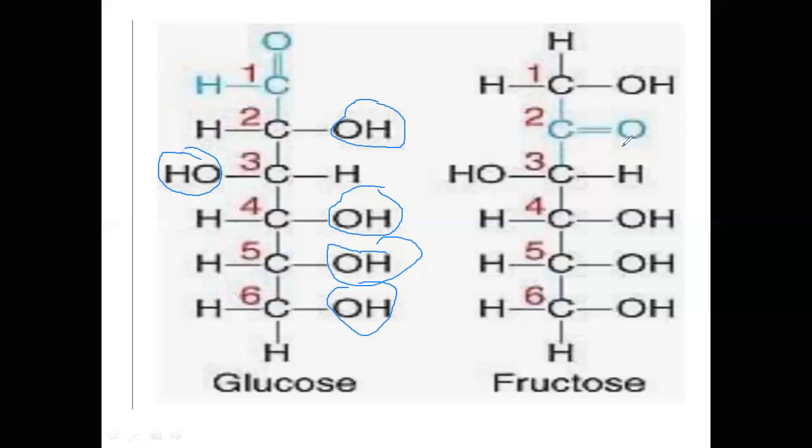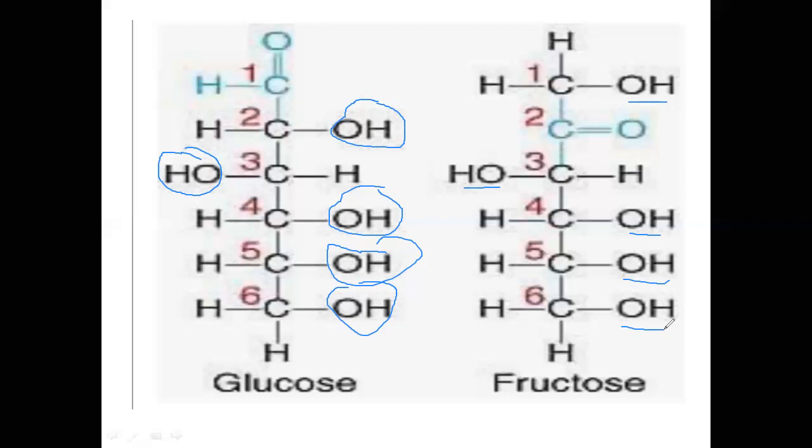In case of the ketone, as the ketonic functional group is present, the number of hydroxyl groups are 1, 2, 3, 4, 5. So as 5 hydroxyl groups are present in fructose as well, this is also called pentahydroxy. But as the ketonic functional group is present, we will call it pentahydroxy ketone. And glucose is called pentahydroxy or hydroxyl aldehyde.